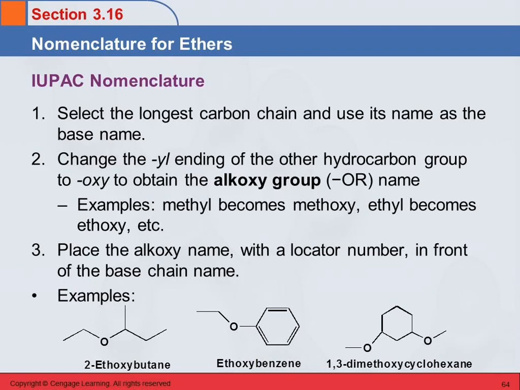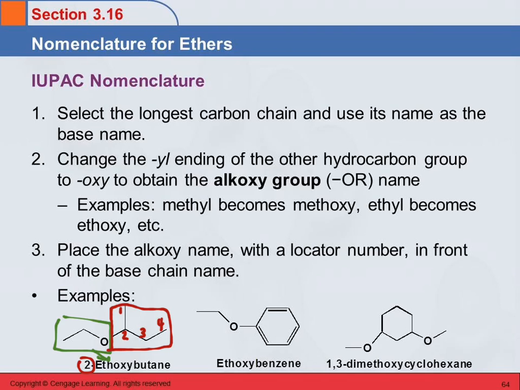So we're basically looking at two sections here. This is the ethoxy part. And this is butane. So there's 1, 2, 3, 4 carbons. There's a 4-carbon chain there. The 2 comes about because the ethoxy group is attached to carbon number 2 on that chain. You see that?